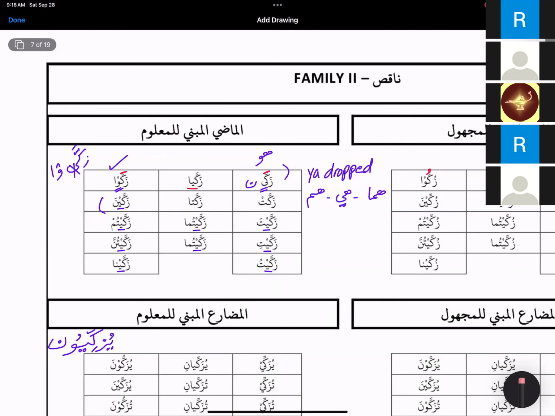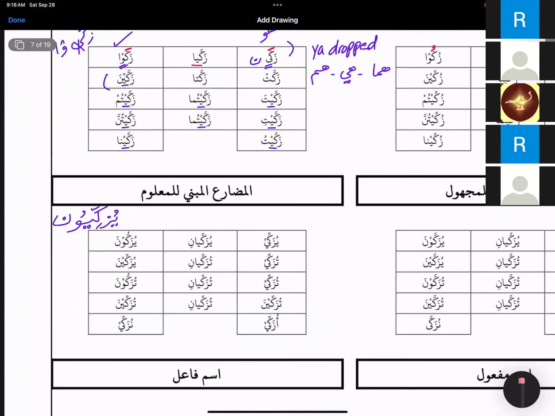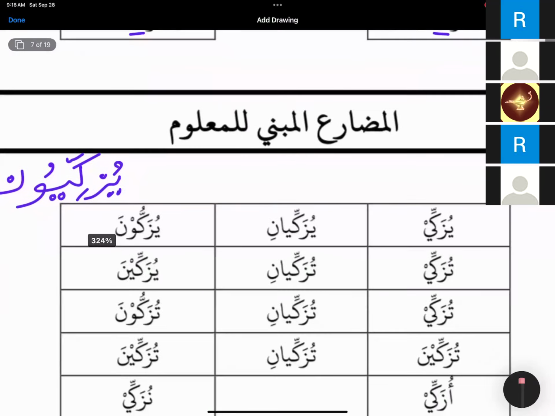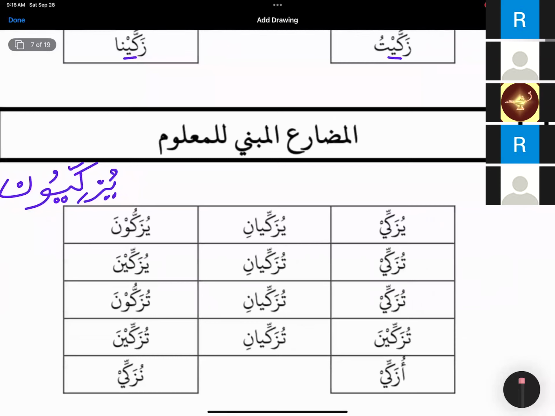Right? Like over here in Zakah, the masdar is showing that it is wow, but we can see the dictionary. I'm not sure 100%. So this is Madi. Now comes Mudari. Zakka becomes Yuzaki, and then Yuzakiyani, and Yuzakuna. So now over here, it is regular. It's not Yuzakauna, it is Yuzakuna.